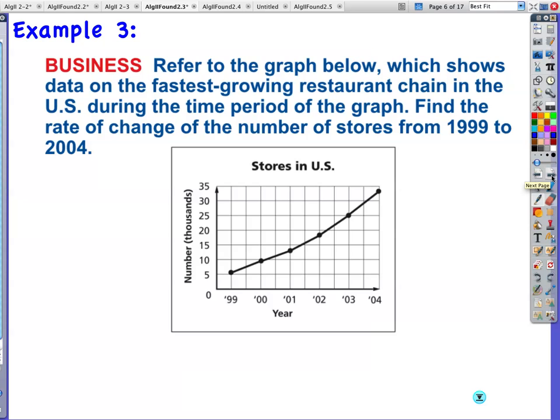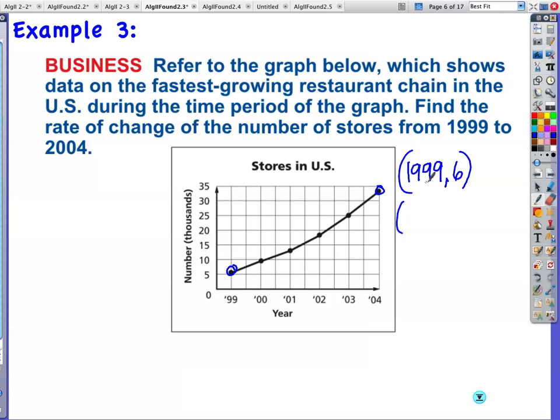Refer to the graph below, which shows data on the fastest growing restaurant chain in the U.S. during the time period of the graph. Find the rate of change of the number of stores from 1999 to 2004. So 1999, right here. 2004, right here. I always like to put time as my x-axis. Notice how it's on the x-axis. We're not going to call that a 5. I'm going to call that a 6.